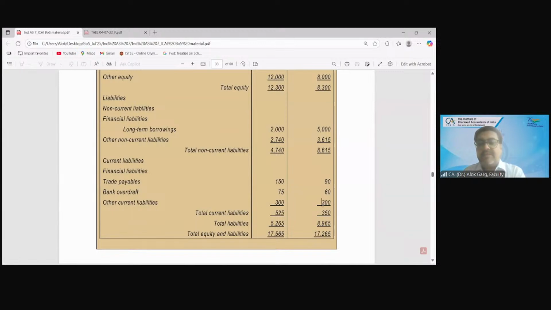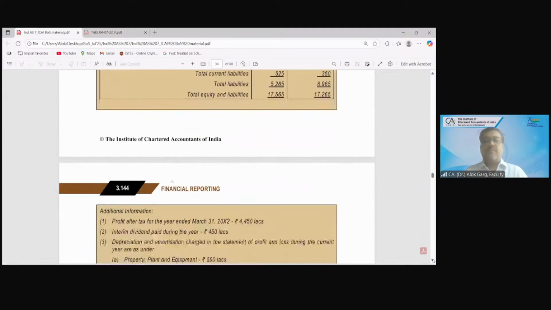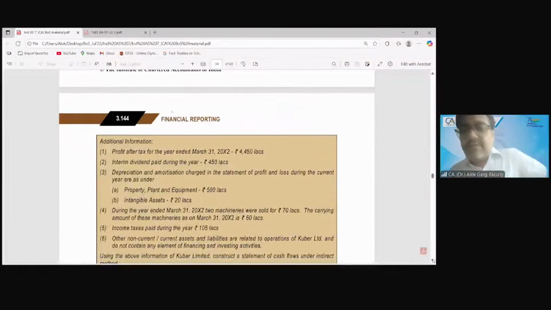Other current liabilities have increased from 200 to 300. There is a total of current liabilities, total liabilities, and this is the total equity and liabilities. Now some additional information is given. Profit after tax is given. Profit after tax is 4450 lakh.